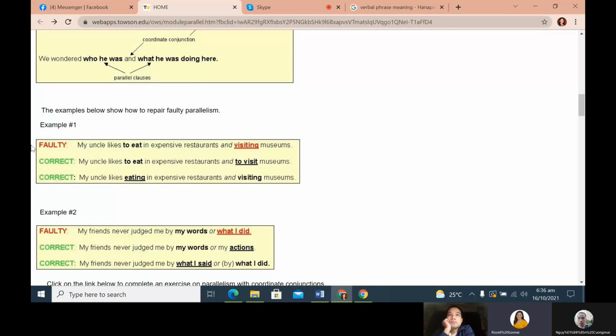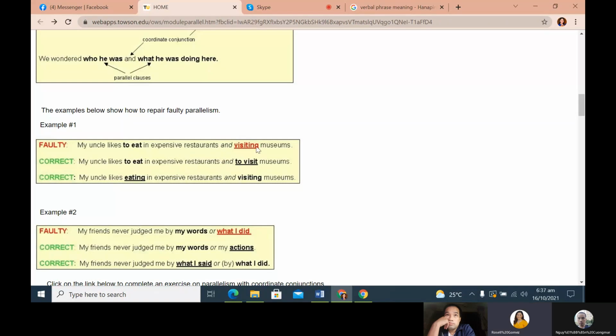Now, when we say content, my uncle likes to eat in expensive restaurants and visiting museums. As far as content is concerned, I would understand that your uncle likes to eat in expensive restaurants and also likes visiting museums. When it comes to content, it's correct. I understand that those are the two things that he likes doing. But when we talk about the grammar structure, it is very wrong because it does not follow parallelism.